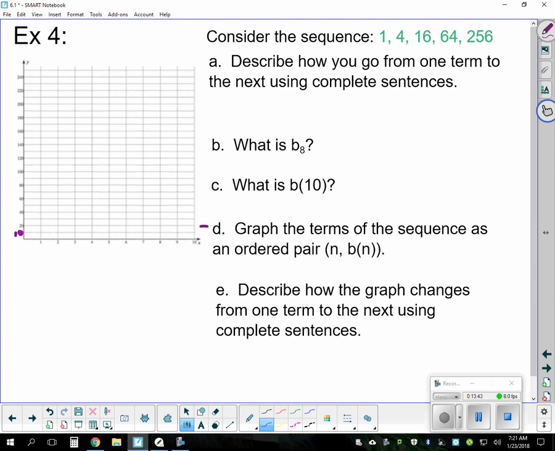Oh, look, I'm skipping all the way to D. That's okay. So part D said graph the terms of the sequence as an ordered pair. Your n, remember what n is, it's your term number.